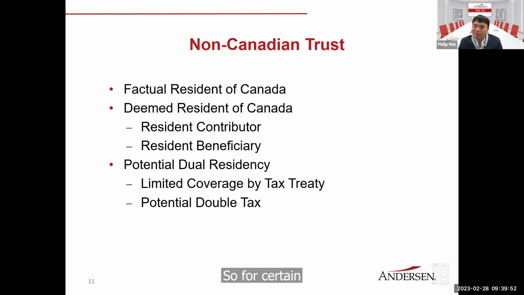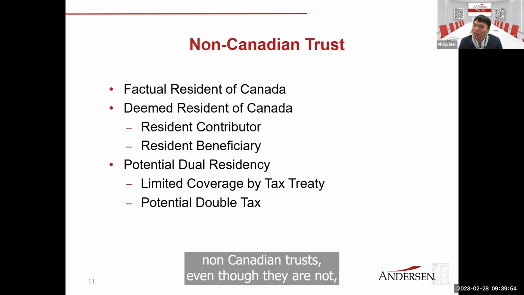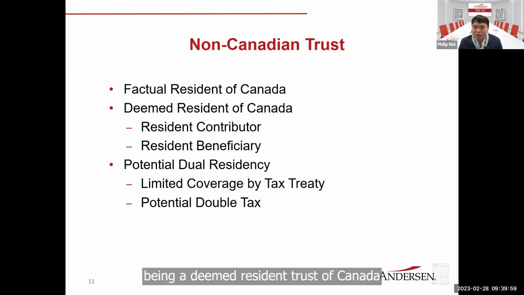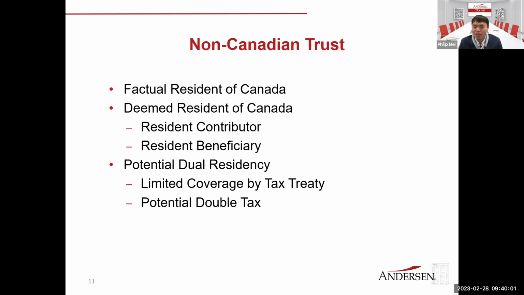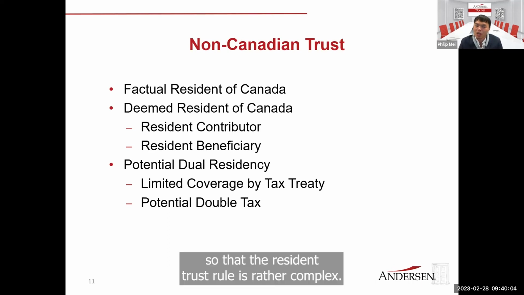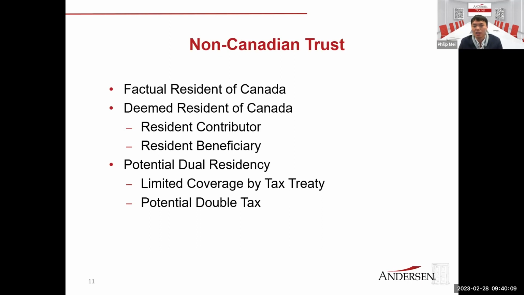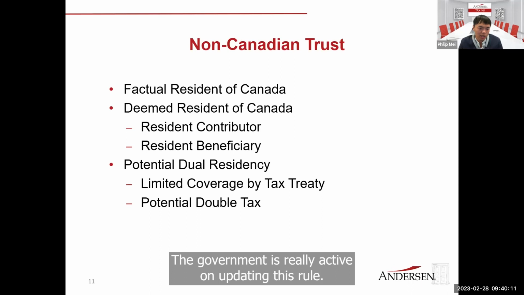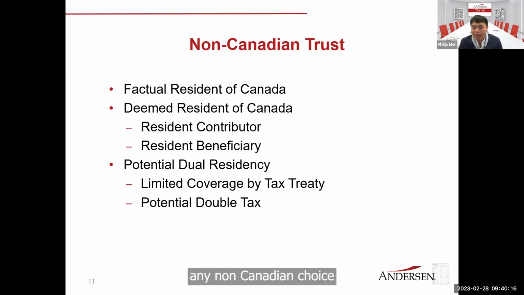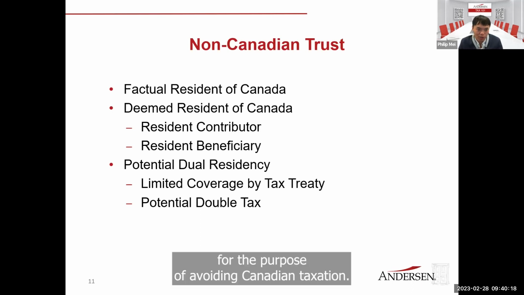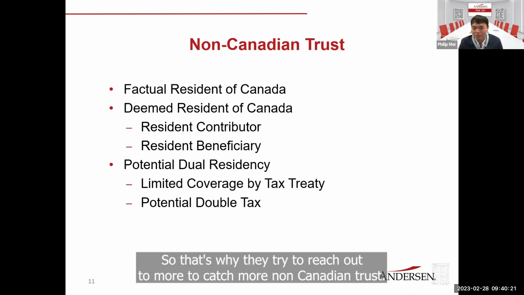So for certain non-Canadian trusts, even though they are not a factual resident, they could still be caught by being a deemed resident trust of Canada. The deemed resident trust rule is rather complex. It went through a few different revisions over the last 10, 15 years. The government is really active on updating this rule to catch any non-Canadian trust used for the purpose of avoiding Canadian taxation. So that's why they try to reach out to catch more non-Canadian trusts.